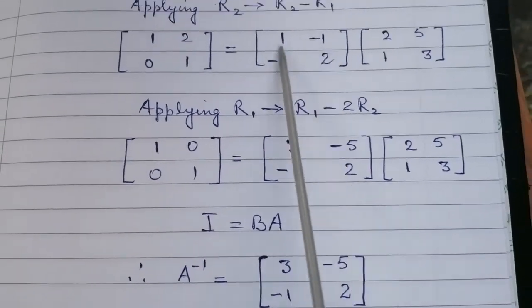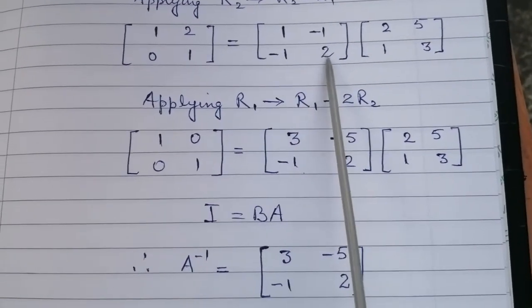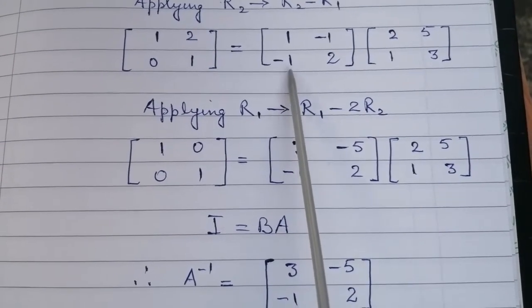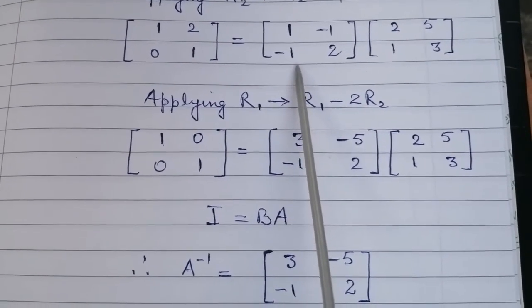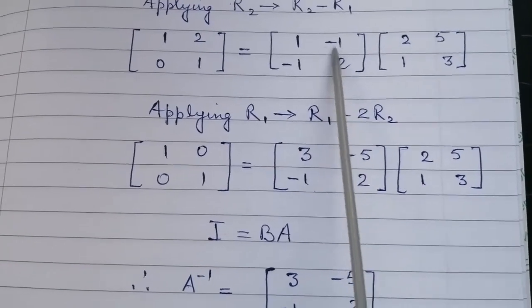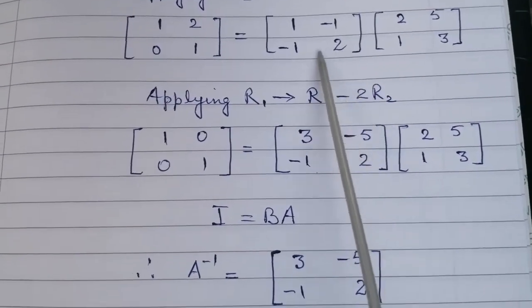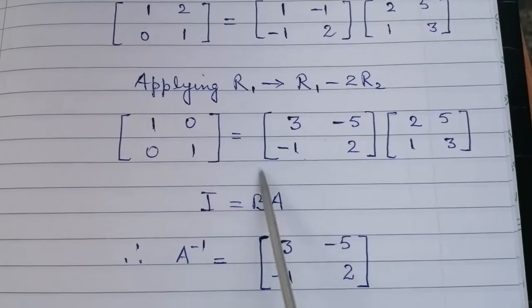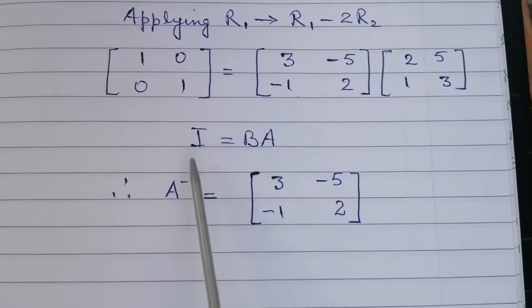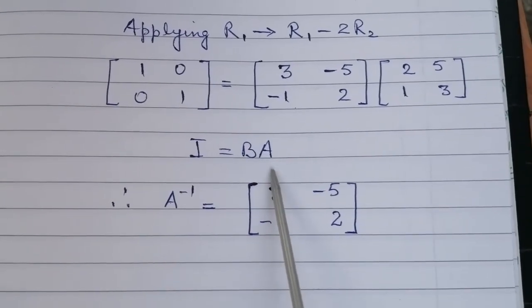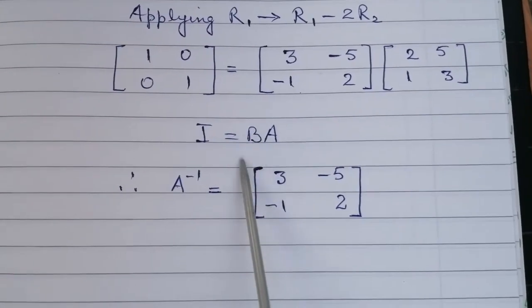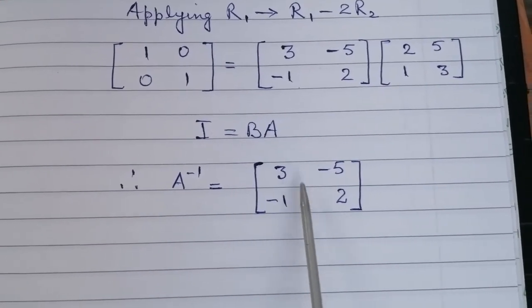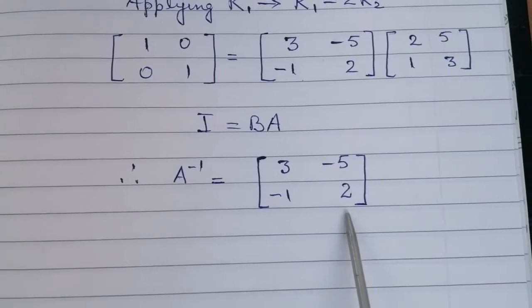And similarly here R1 minus 2R2. 1 minus 2 into minus 1. So that will be 1 plus 2, that is 3. And similarly minus 1 minus 2 into 2, 4. So that will be minus 5. And the second row as it is. So we have got the form I is equal to B into A. So that means B is the inverse of A. Therefore, A inverse is equal to 3, minus 5, minus 1, 2.